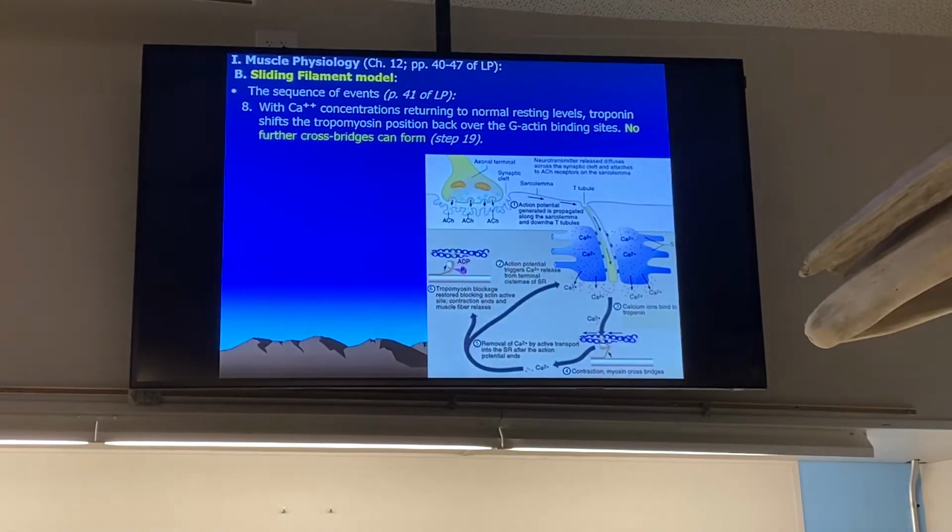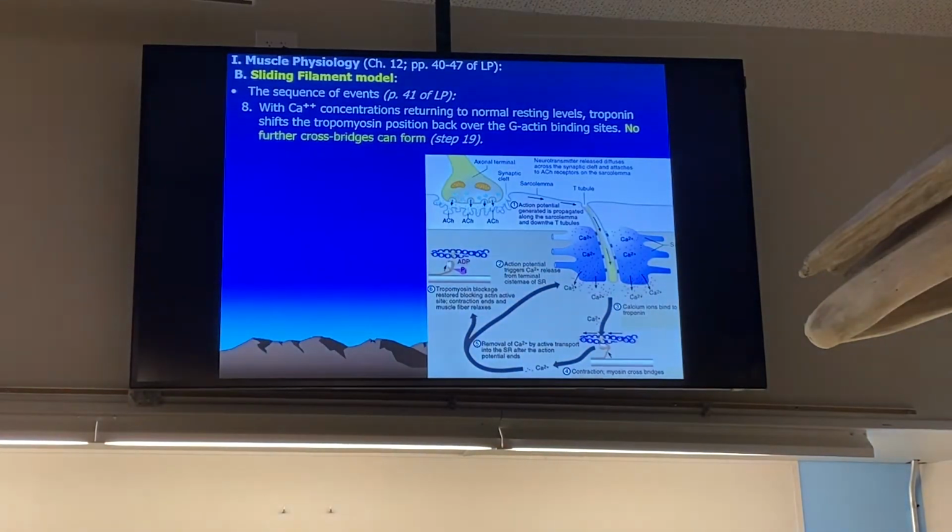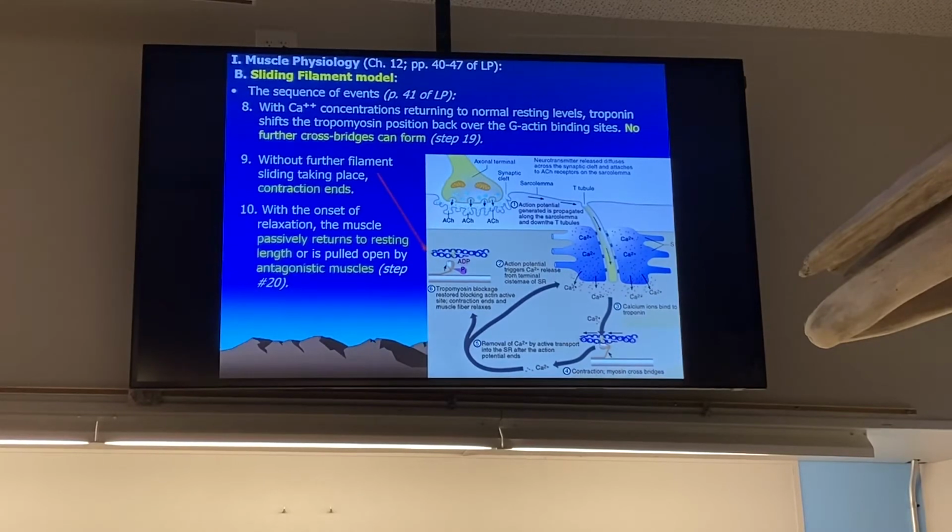When the levels of calcium ion in the sarcoplasm go back to resting levels, it falls off the snowman. When it falls off, the snowman sits back, lays back down. When it lays back down, it moves the rope, tropomyosin, back over the actin binding sites, blocking any cross bridges. No more cross bridges, no more power stroke, contraction ends.